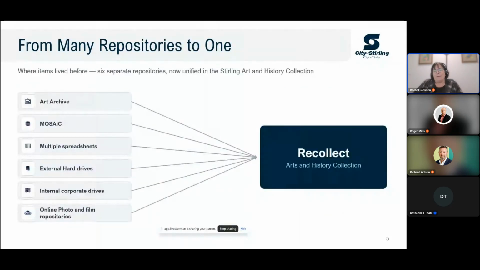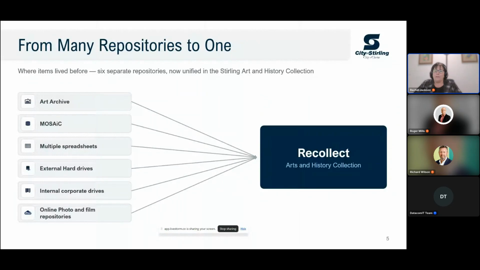Before Recollect, our collections didn't live in one place. They were scattered across at least 6 separate repositories, and that fragmentation was a big part of why we needed a single platform. The arts materials sat in Art Archive with accession records stored as hard copies. On the history side, our catalogue records were in Mosaic, alongside a number of other standalone spreadsheets that different staff had built up over the years.